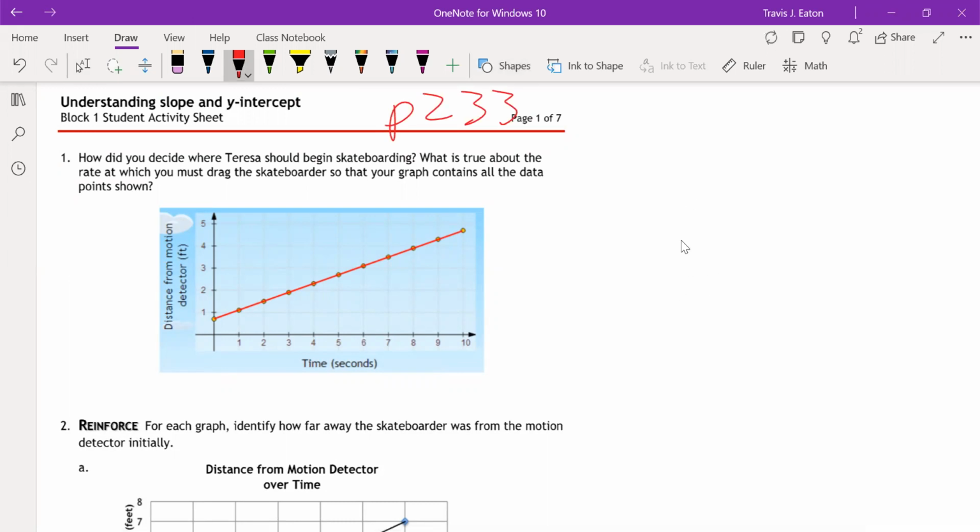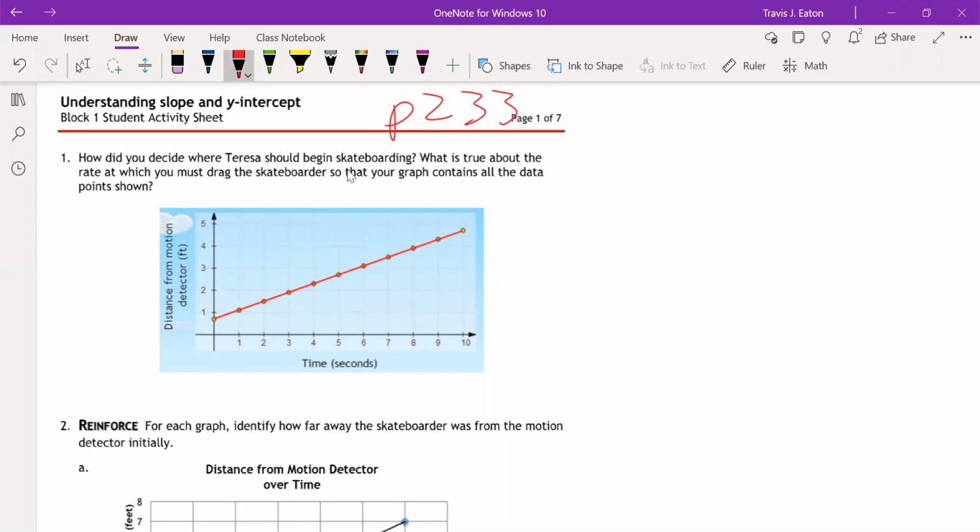So leading into this, Terrence is teaching his friend Teresa how to ride a skateboard. To help her practice her control of the skateboard, Terrence uses a special drill. As Teresa balances on the skateboard, Terrence pulls the board in a straight line at a steady rate. And when he does that, this is the graph of the data that we get from the motion detector.